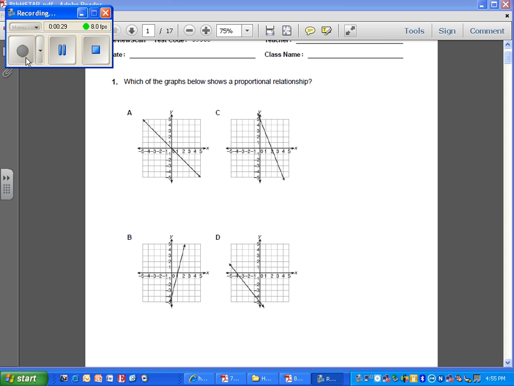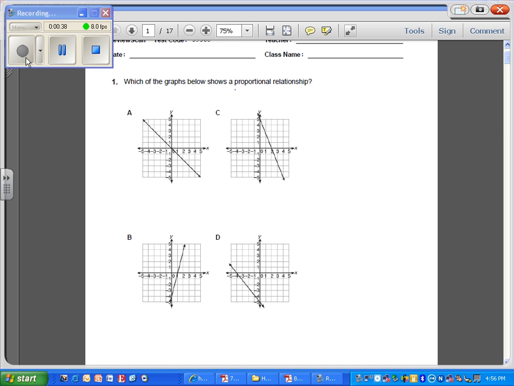So I want to just go through the answers really fast. Number one says, which of the graphs below shows a proportional relationship? For a proportional relationship, what I'm looking for is go ahead and look for a table or make a table where you have your x values on one side and your y values on the other.